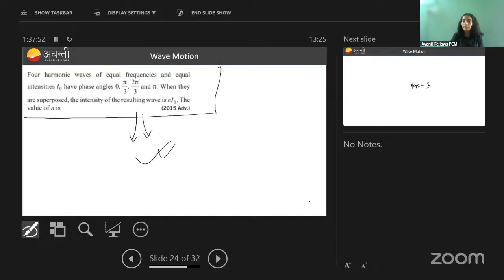ठीक है. चलो, एनीवन हैज एनी डाउट देन लेट मी नो इफ यू हैव. ओके. इफ नो डाउट देन वी आर गुड टू गो.